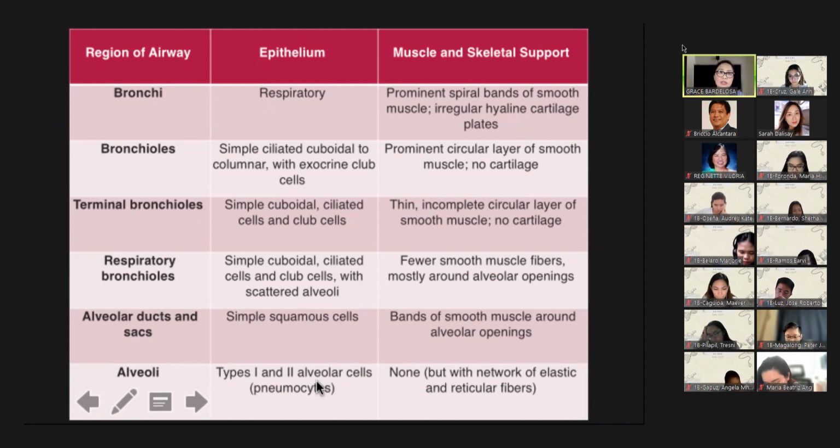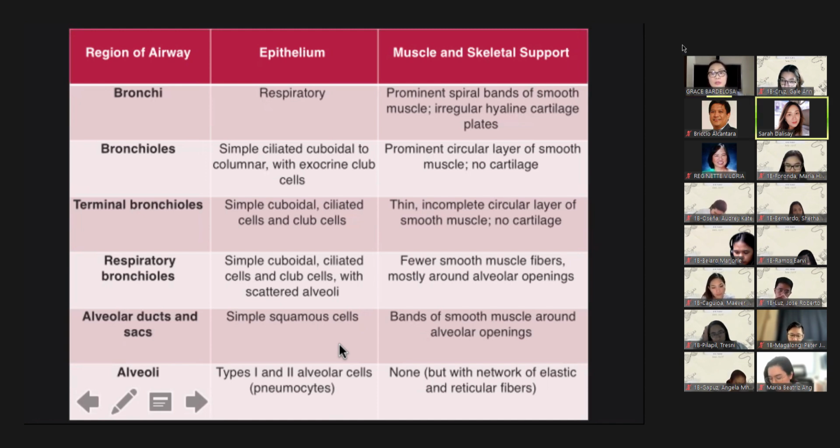These are cuboidal cells, no? They are the ones that secrete surfactant. Okay? But generally, class, ducts, sacs, and alveoli are lined with simple squamous cells. Kasi 95% of them are composed of simple squamous cells.